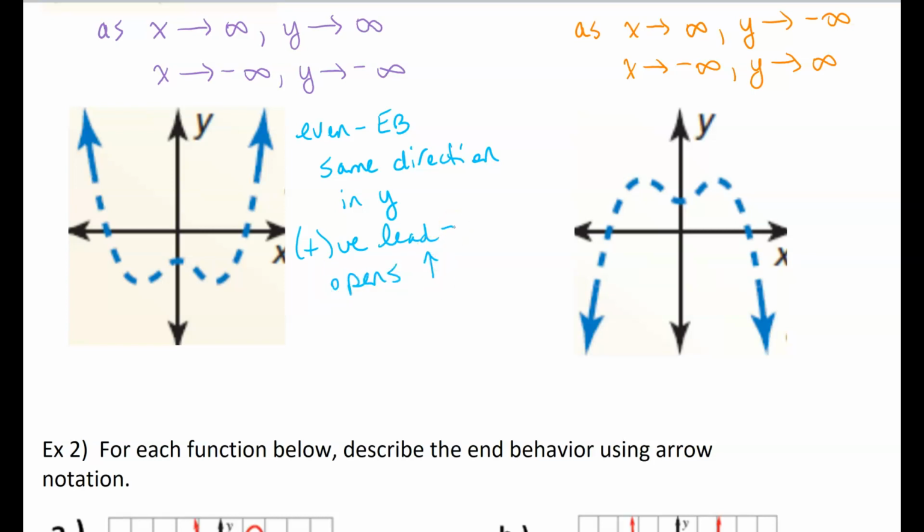All right. Okay, so for the arrow notation for this one, I'm going to shortcut this a little bit because the y is going in the same direction. So I'm going to actually say as x goes to positive or negative infinity, where is y going?